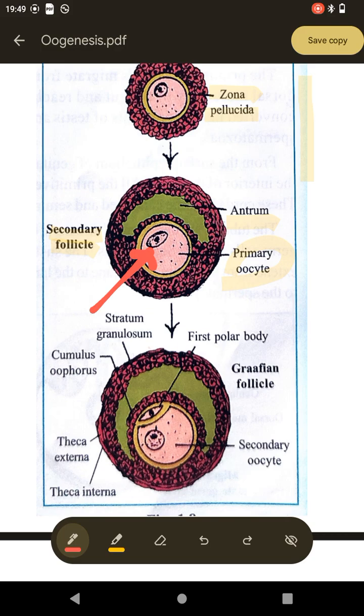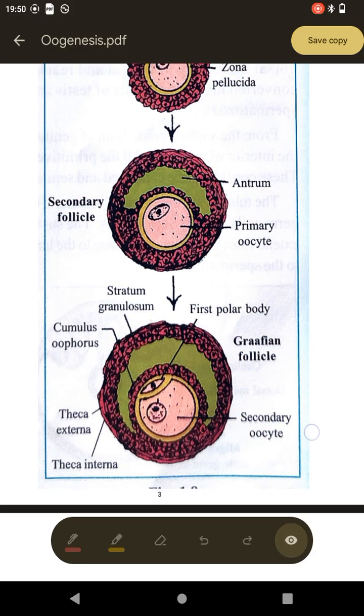Now the next is the Graafian follicle. What is the structure of the Graafian follicle? It contains the secondary oocyte and the first polar body. The first polar body resides in the perivitelline space, and this is the theca interna and theca externa. What are theca externa and theca interna? These are outside the stratum granulosum, the outer layers. This is the cumulus oophorus, and this is the stratum granulosum. This is the structure of the Graafian follicle.